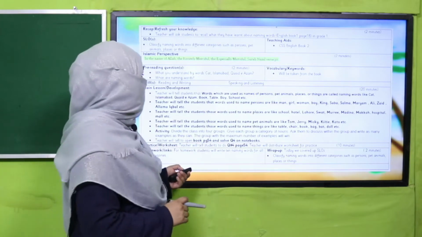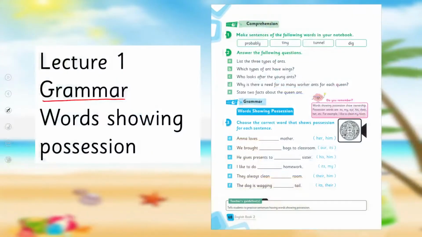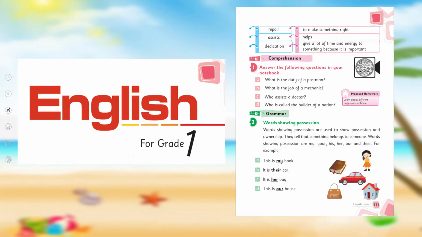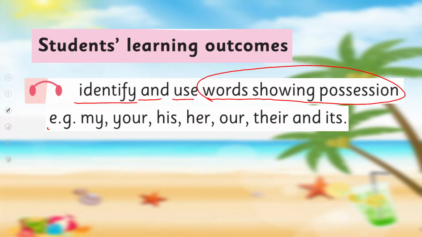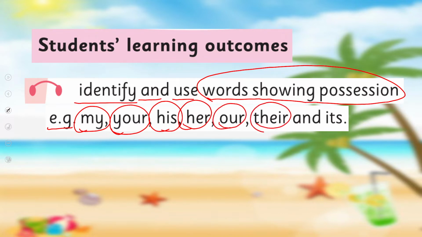Yes, my dear children, today under the title of grammar, we are going to learn about words showing possession. Before this, in English for Grade 1, I have already taught you words showing possession. I hope you remember. If not, you may watch this video lecture again, and we are going to learn further to identify and use words showing possession. For example, my, your, his, her, our, their, and its. This is our today's SLO.